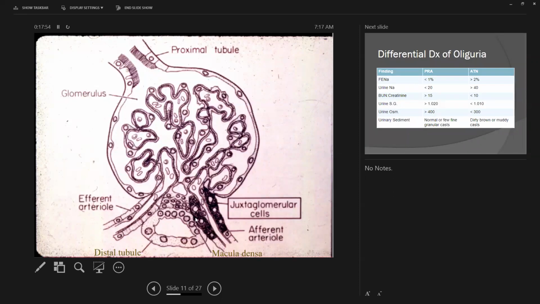Can you see my pointer? Is my pointer up there? No?